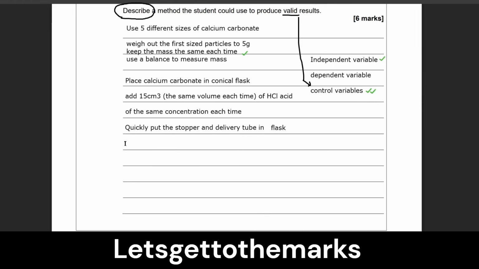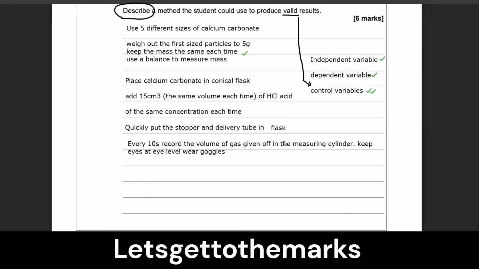Then what do I need to do next? Let's say every minute, or no, I'm going to say every 10 seconds, record the volume of gas given off in the measuring cylinder. Keep eyes at eye level. Did it say ignore safety? I'm going to say wear goggles. Again, I don't need to explain why. I'm just putting that as my safety thing, to wear goggles. They might not give you a mark for that. They might ignore safety. But essentially, every 10 seconds, I'm recording the volume of gas.